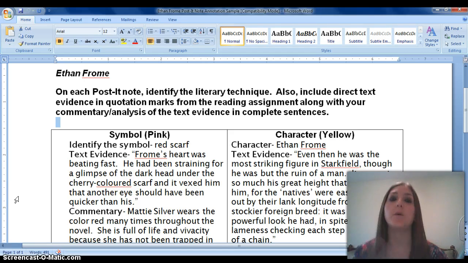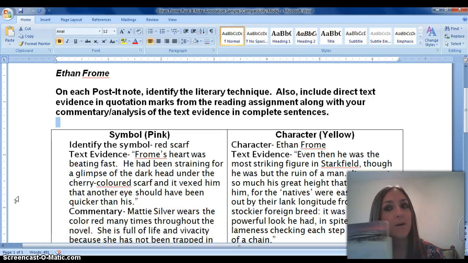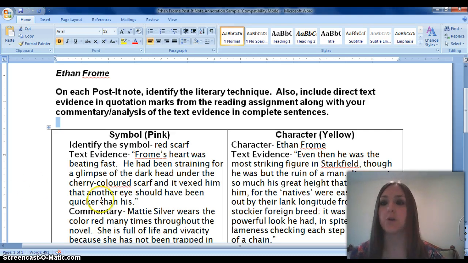So let's talk a little bit about the original assignment. And that was to read the novel Ethan Frome. I have a copy of it right here. You can kind of see I've marked some of these already with post-it notes, and I have some annotations. And I took those annotations and put them onto this chart. So hopefully it's a little bit easier for you to see.